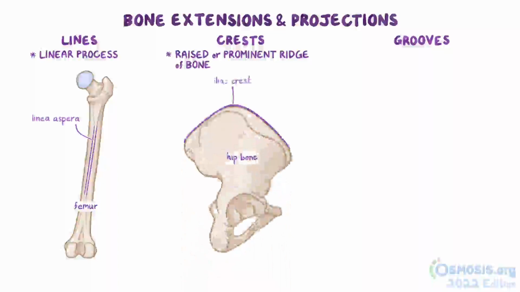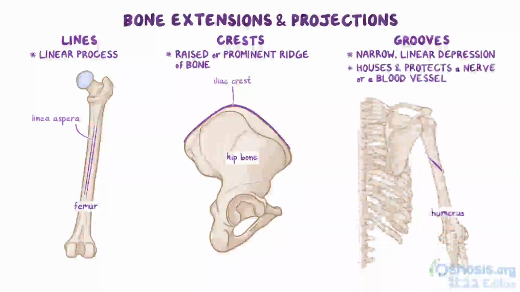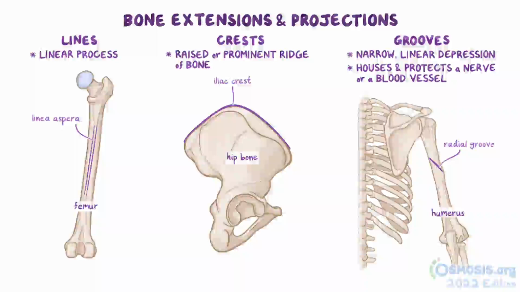Lastly is a groove, which describes a narrow, linear depression. Typically, a groove houses and protects a nerve or a blood vessel. For example, the radial groove of the humerus houses and protects the radial nerve and the deep artery of the arm.